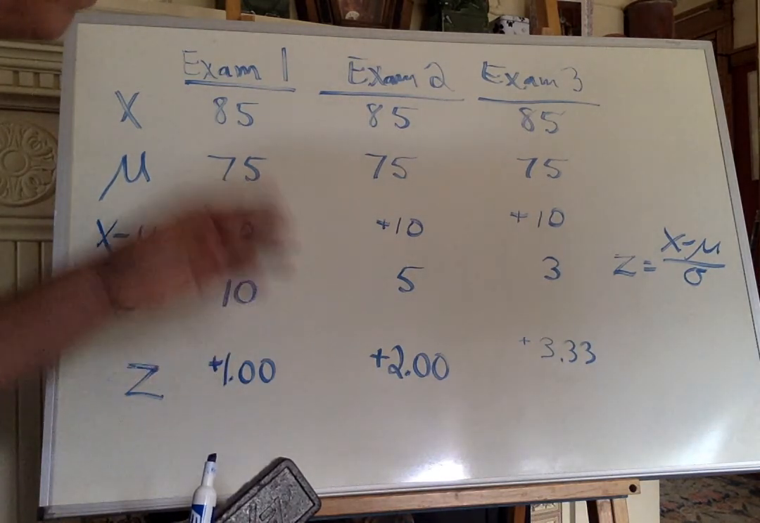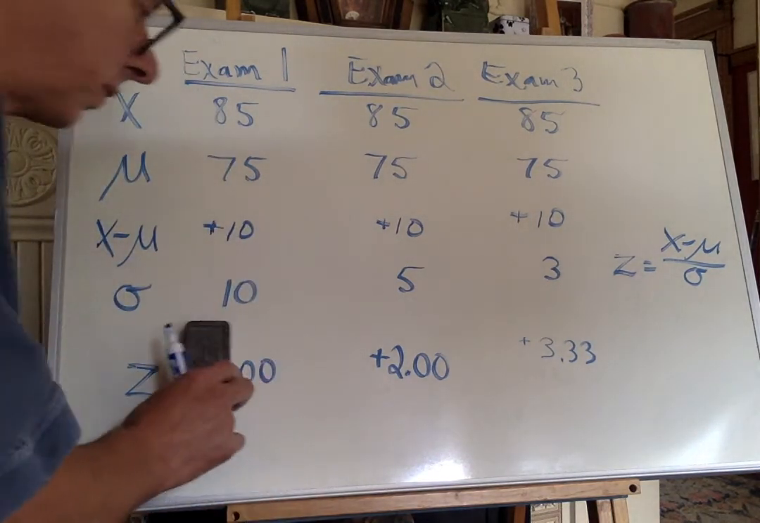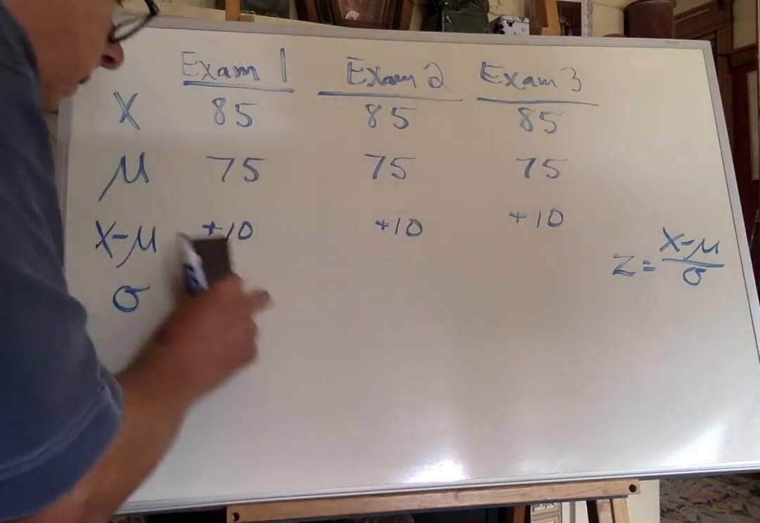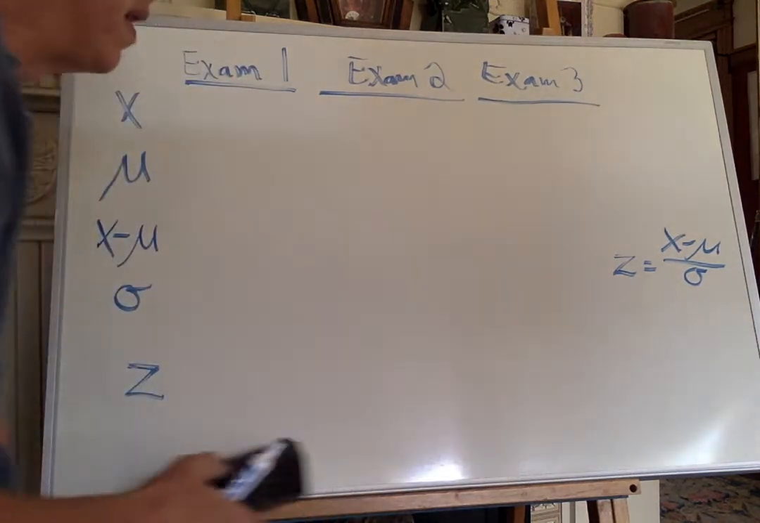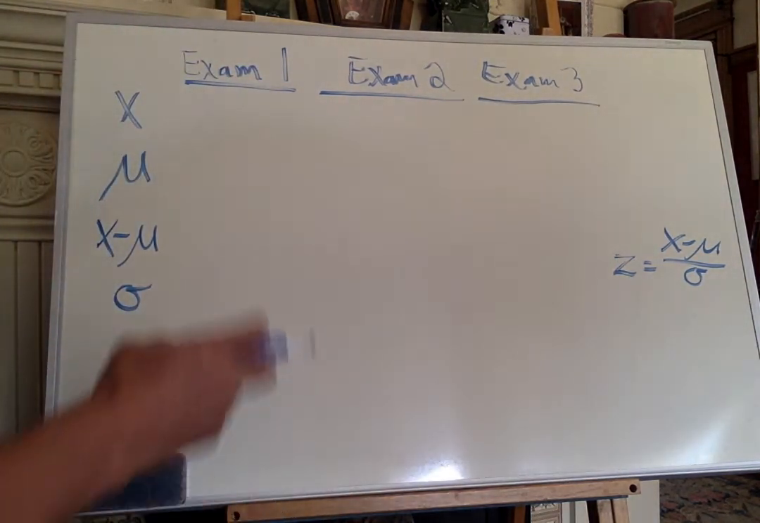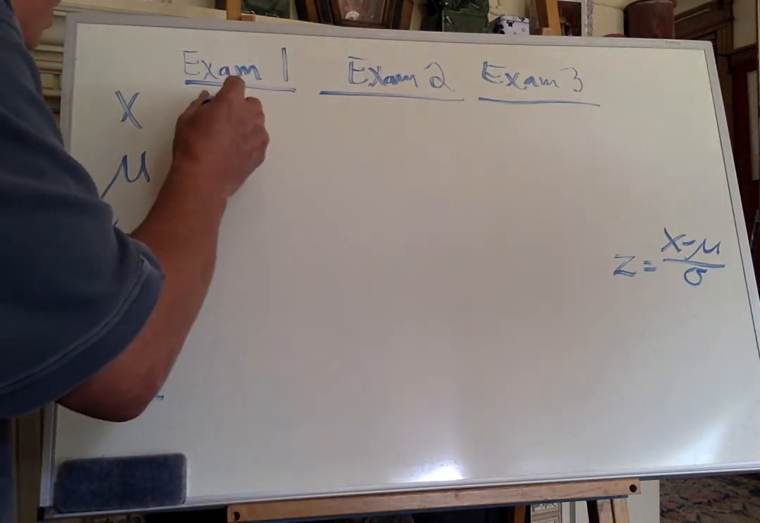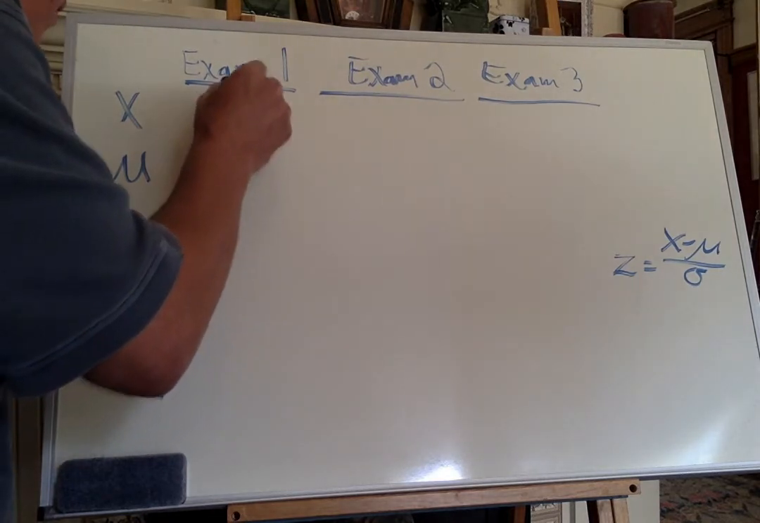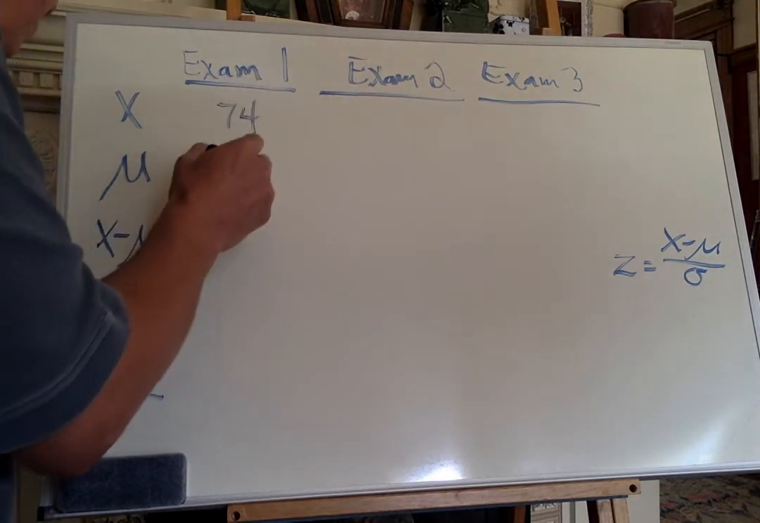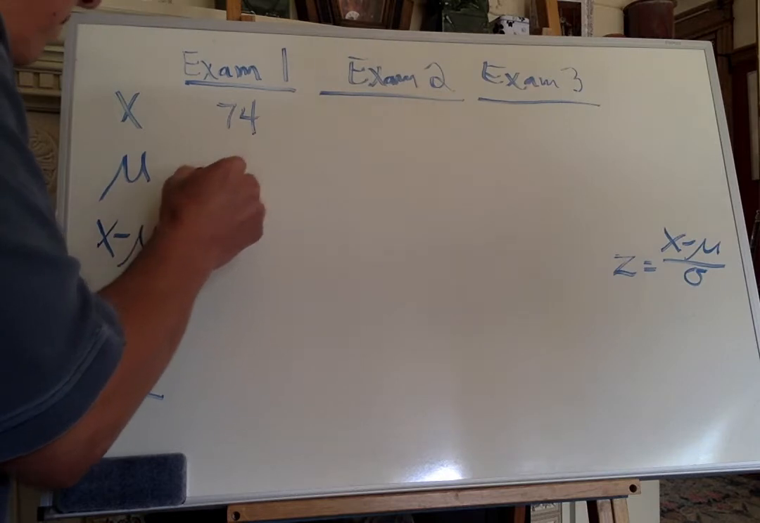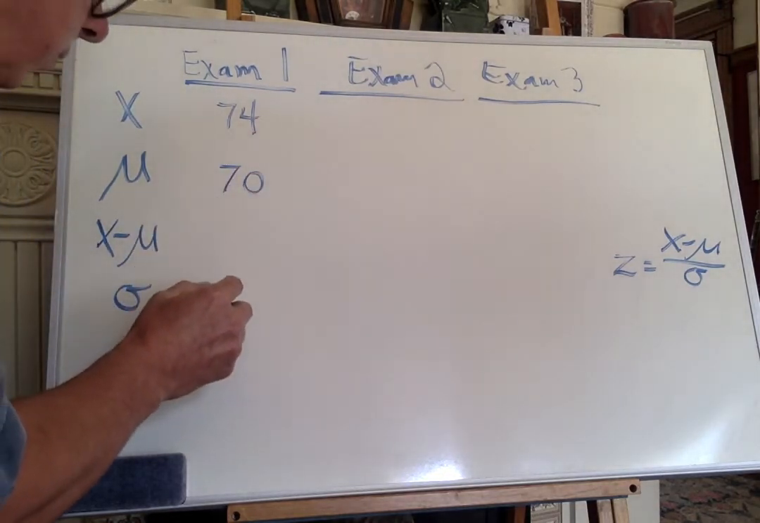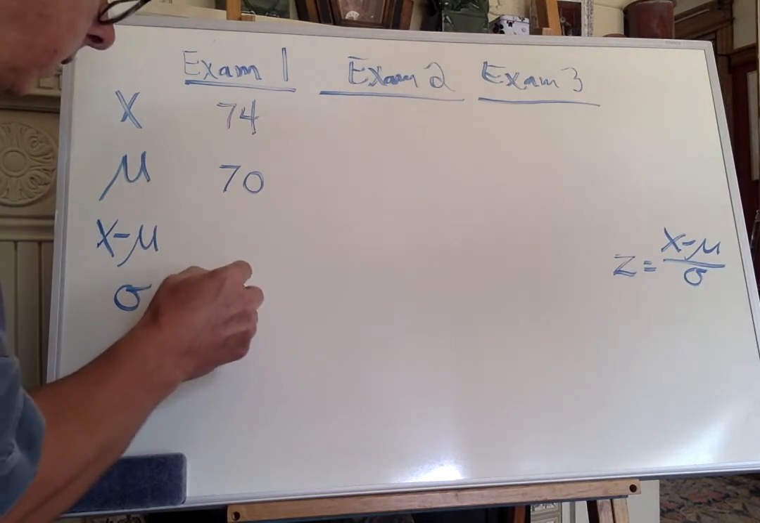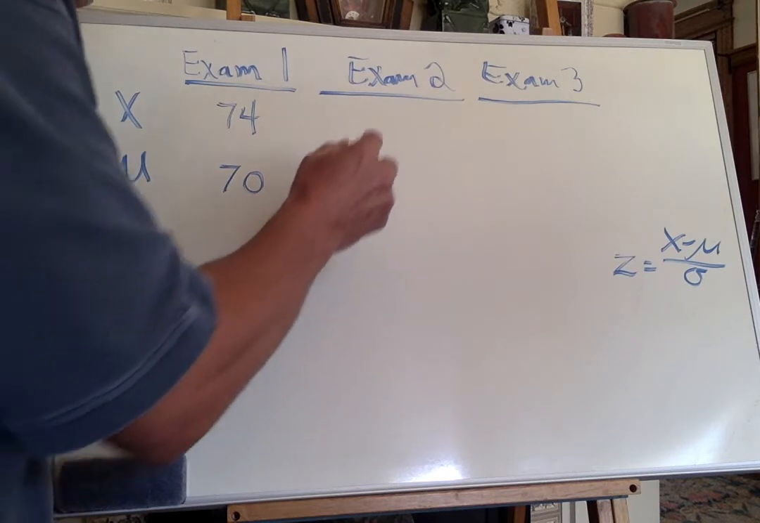I'm going to really mix things up now. So let's do this, and maybe do something a little bit more realistic. So let's say you had 74 on the first exam, and the average on the first exam was a 70, and the standard deviation was, let's say, 8, okay?